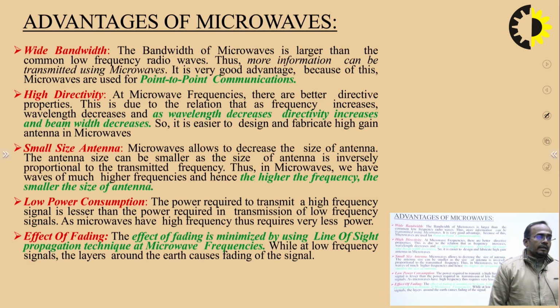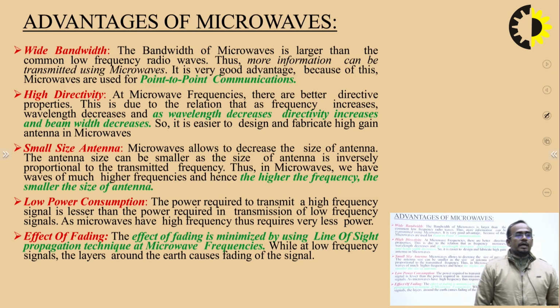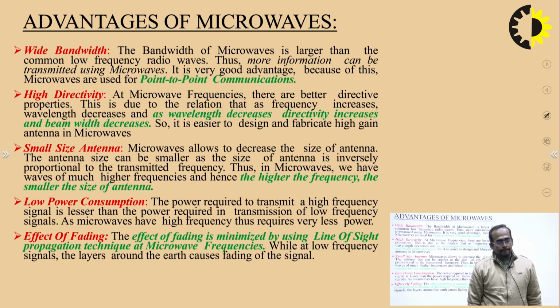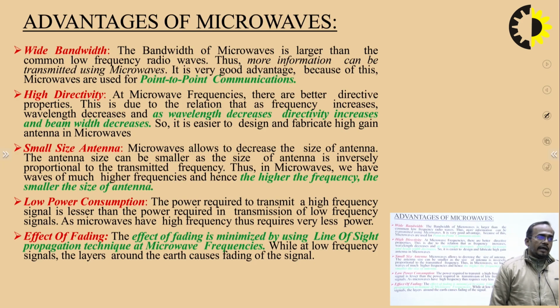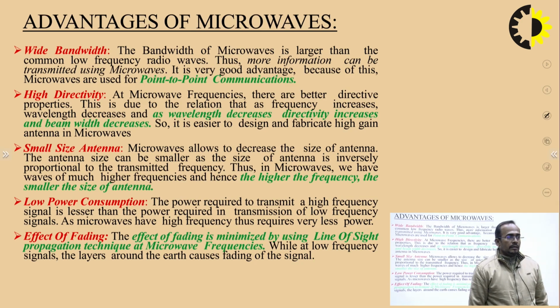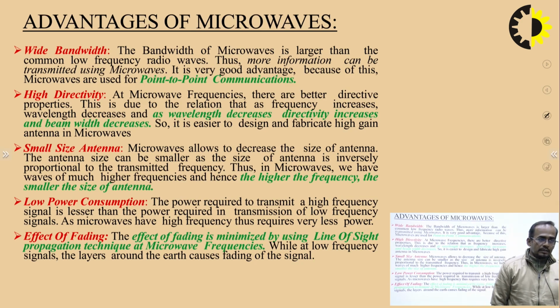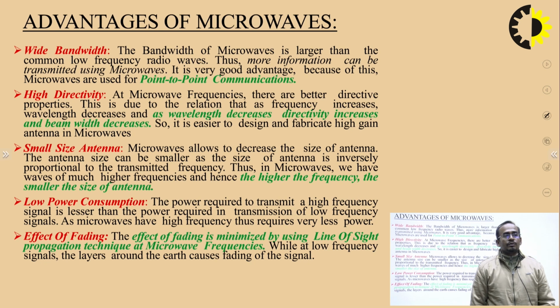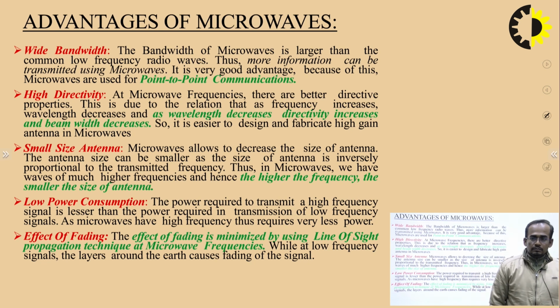High directivity: as wavelength decreases, directivity increases and beam width decreases. Small size antenna: as I have discussed, how will you define the size of the antenna? The antenna size can be smaller, as the size of the antenna is inversely proportional to the transmitted frequency. As frequency increases, lambda is equal to c by f.